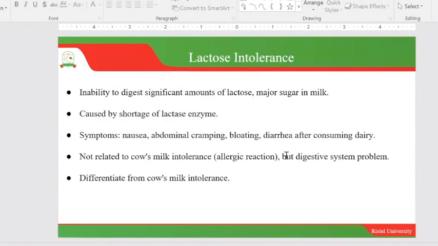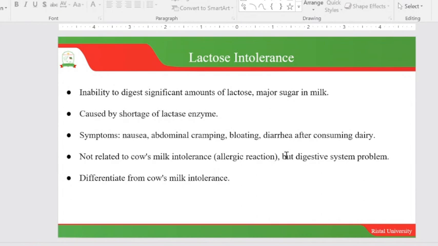And really, also this occurs in the small intestine. This is where the enzyme lactase is supposed to be secreted. If it is not secreted, then the lactose won't be broken down into glucose and galactose for absorption. So what happens is we start getting nausea, abdominal cramps, the diarrhea, etc. And it's not related to cow's milk intolerance, but this is a digestive system problem.